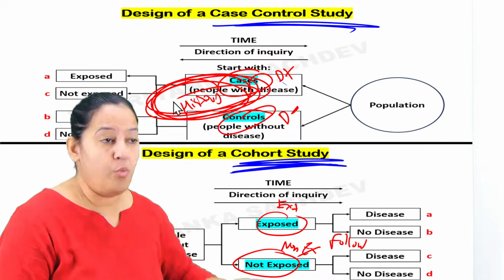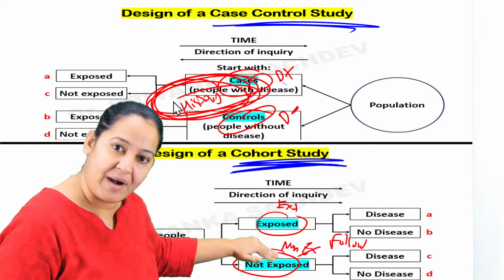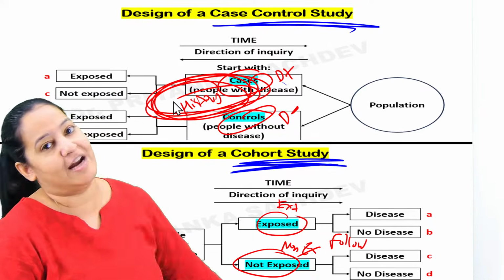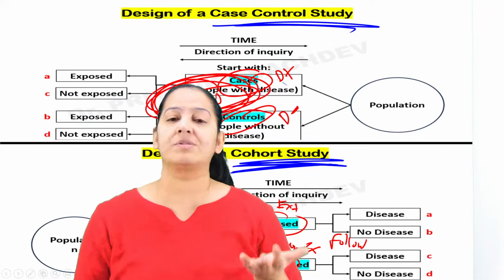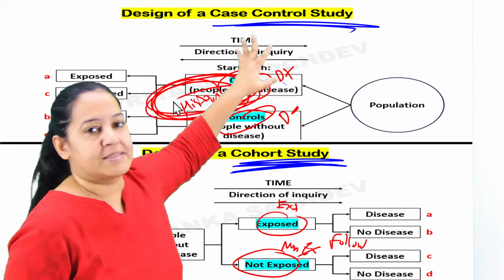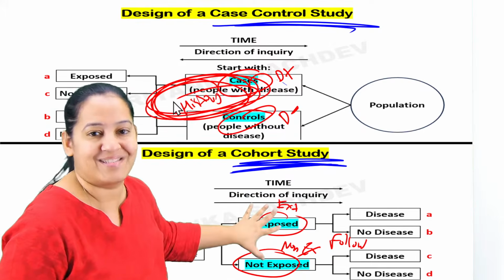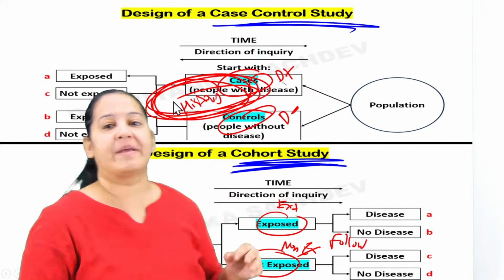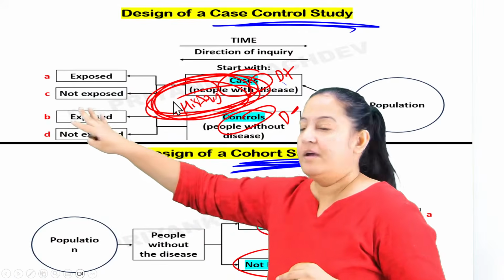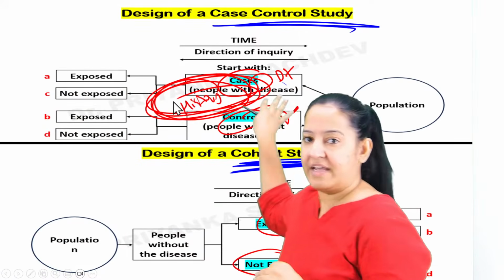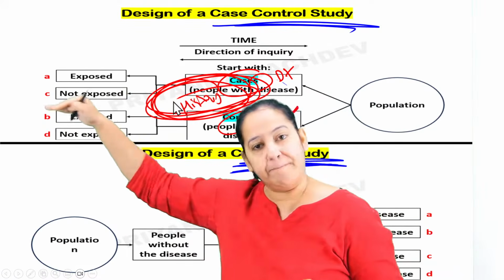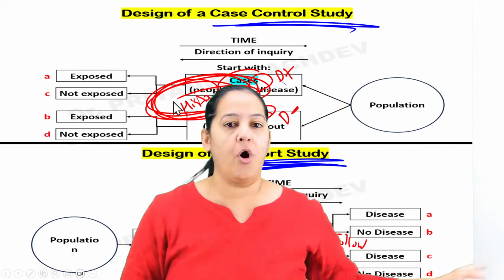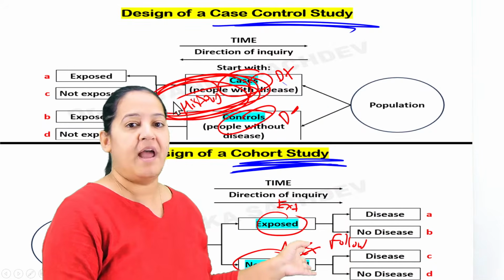So I told you whatever the advantages here are the disadvantages there, whatever the disadvantages here are the advantages there. That is the pros and cons of the two types of study. So this is case control study, this is cohort study. In case control study, you can see we are starting with a population and going in the past. And in cohort study, we are starting with the population and going in the future.